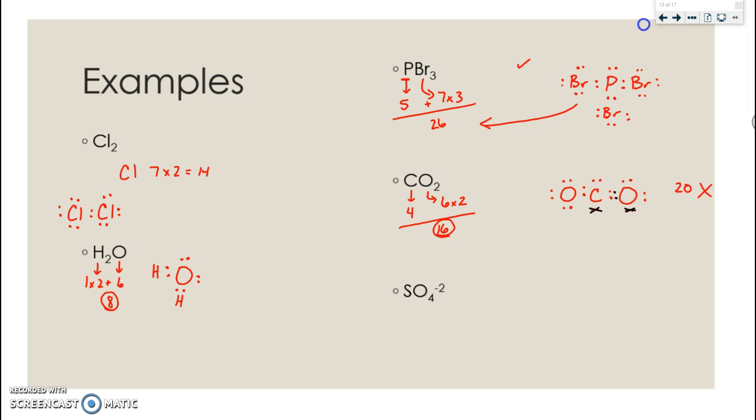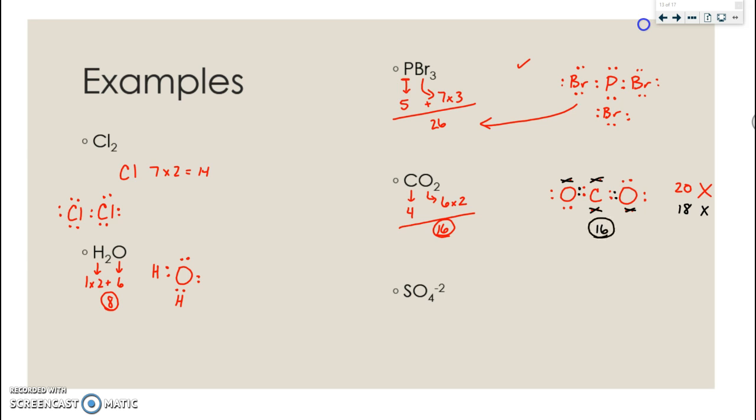I'm going to recount my numbers. Now I'm at 18. Again, I have too many. So I'm going to remove some more dots, 2 from the O and 2 from the C, and I'm going to move them to the middle. And when you count up your dots, you'll notice you now have 16 like you're supposed to.